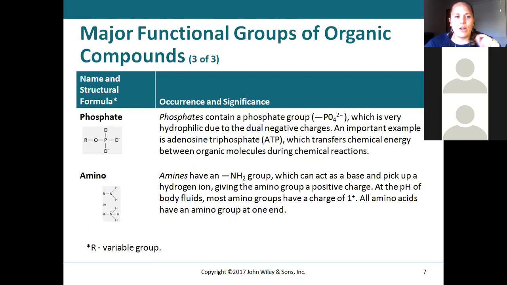Again, we're just going very quickly through some of these functional groups. And if anybody needs me to slow down or go over another example, please make sure you're using your chat function, and I'm happy to do that.